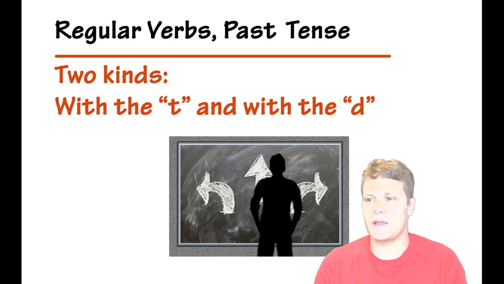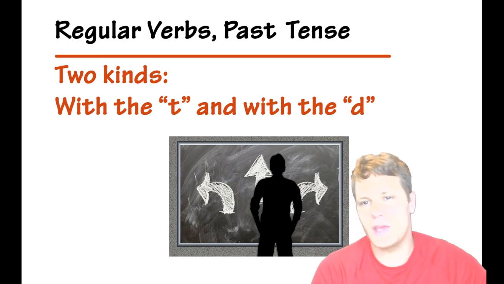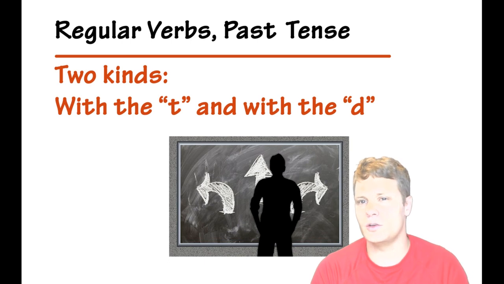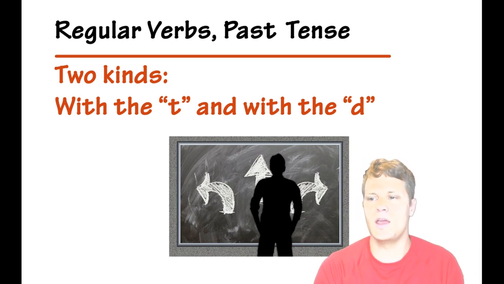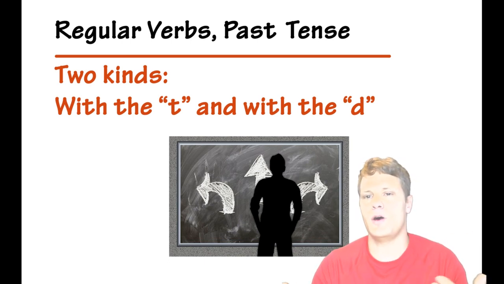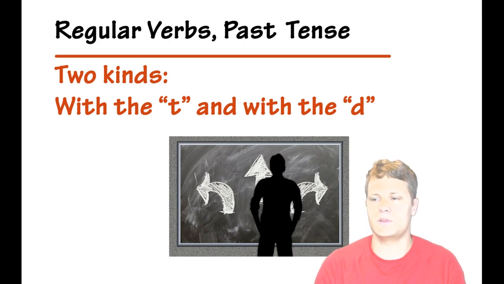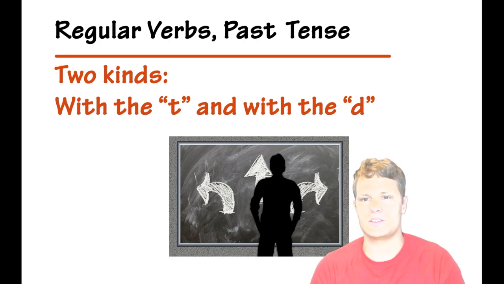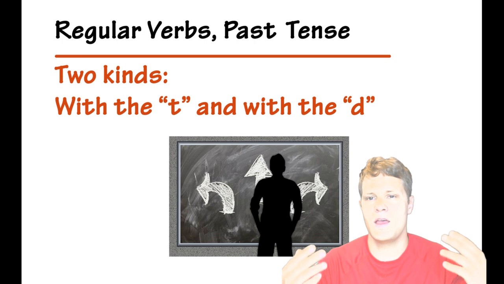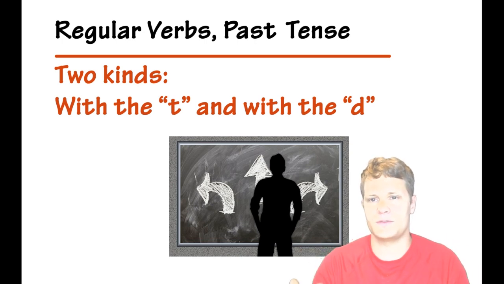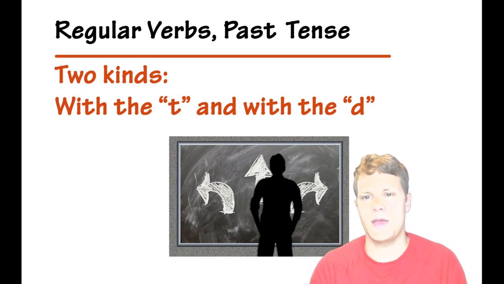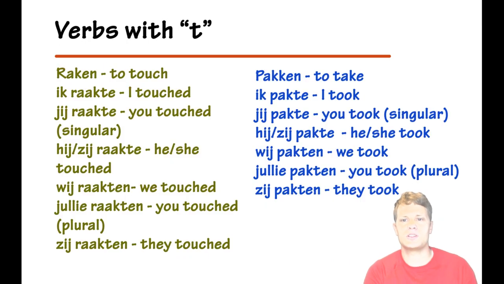And it's going to be regular verbs first. And then we're going to go over some irregular verbs, which are a little harder. You're going to memorize them. But regular verbs always follow a certain pattern. So with the T and with the D. So there's two kinds of regular verbs. And they both follow a different pattern in the past tense. So first, let's look at the group that follows the T pattern.